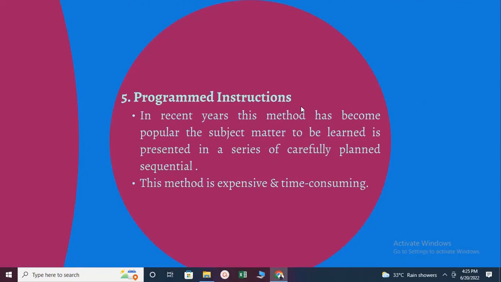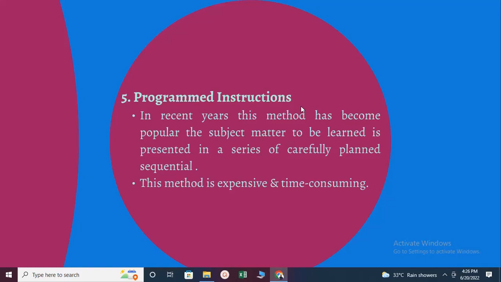Fifth, program instruction. This method is more popular, especially in the recent scenario. In recent years, this method has become popular. The subject matter is to be learnt in a series of carefully planned sequential steps. This method is expensive and time consuming, because if you want to plan this type of program, we need a lot of time. You want to plan, identify the trainers, and bring the experts or the people to the particular place.